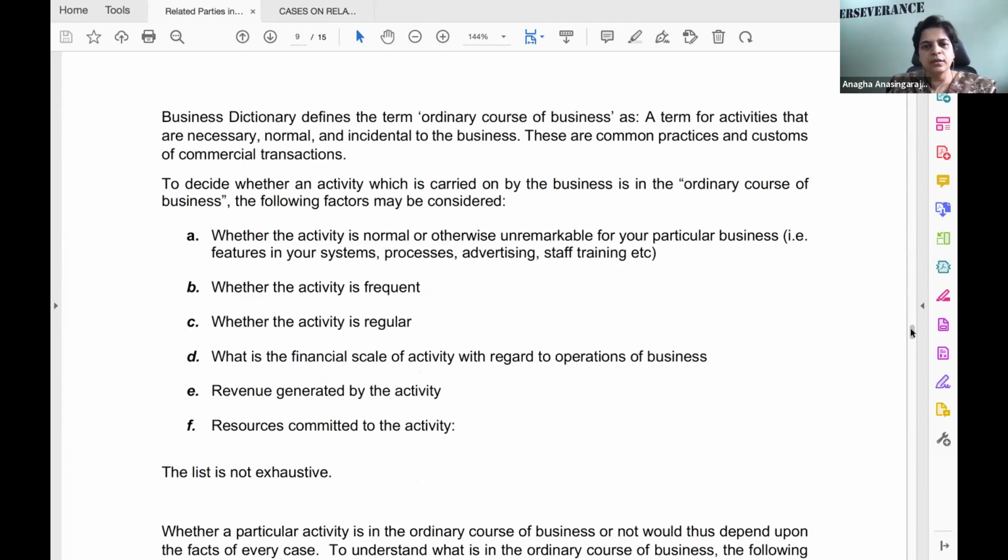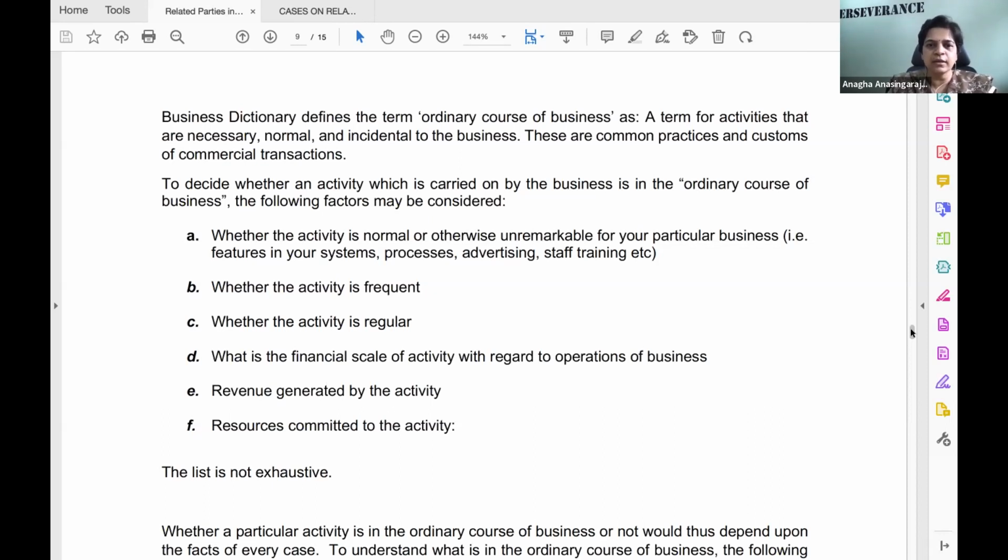Now, this kind of checklist or questionnaire has come out of a number of judgments which have been passed by various courts over a period of time. And this is something which can act as a guide for us to understand whether some transaction is in the ordinary course of business or not.